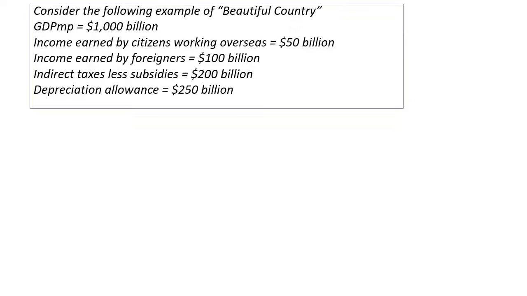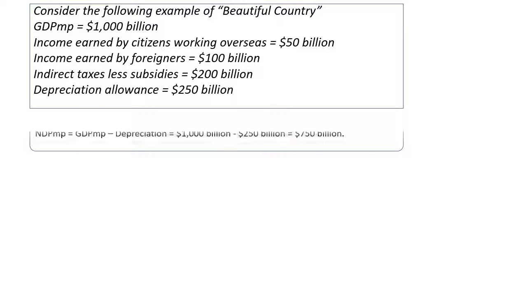To understand how we get different concepts relating to income of a country, consider the following example. GDP-MP of a country, let's call this country beautiful country, is $1,000 billion. Income earned by citizens of this country working overseas is $50 billion. Income earned by foreigners living and working in beautiful country is $100 billion. Indirect taxes less subsidies is $200 billion, and depreciation allowance is $250 billion.